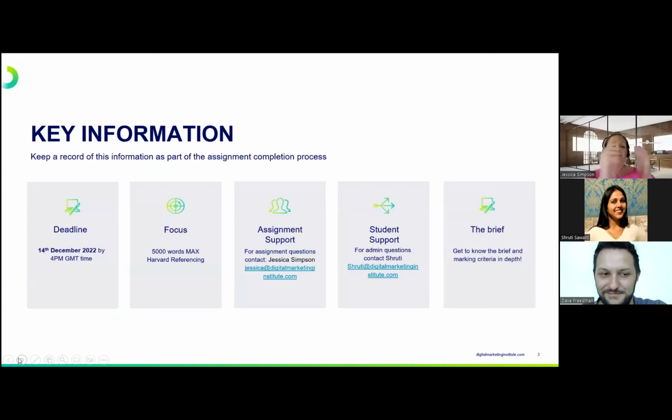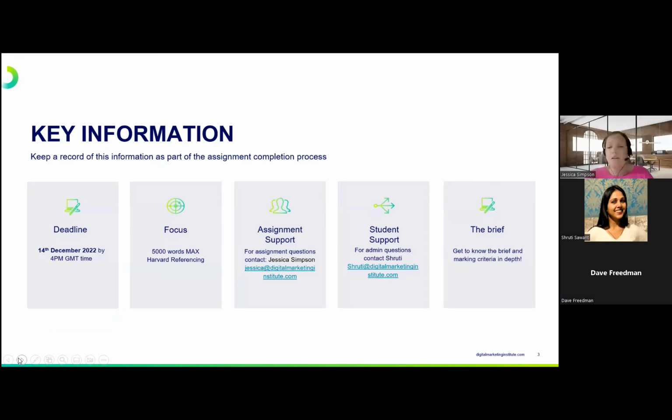Fantastic. Cool. So before we move on, I wanted to draw attention to the deadline of the 14th of December, which you need to work towards. So make sure that you're scheduling towards that. It is a 5,000 word maximum word count, so I'll talk a little bit about that today. If you need any support with the assignment, you can gain feedback on areas before you submit your final. That's all possible. And obviously Shruti is absolutely fantastic and will be able to help you with any admin or student support elements that you need. So if you want a reminder of deadlines, or if you need copies of recordings and so on.